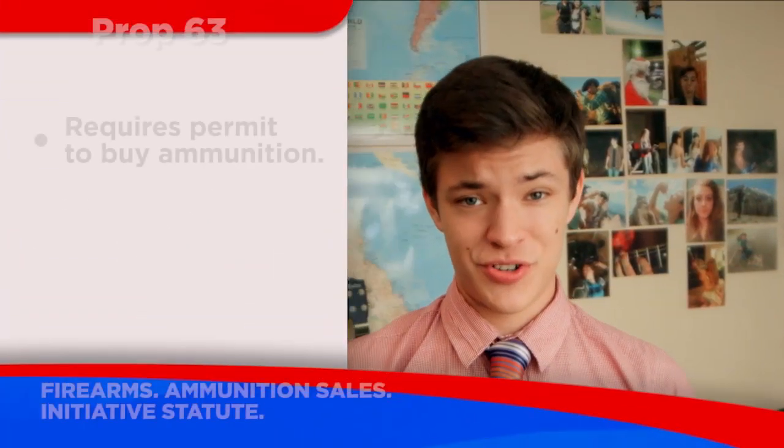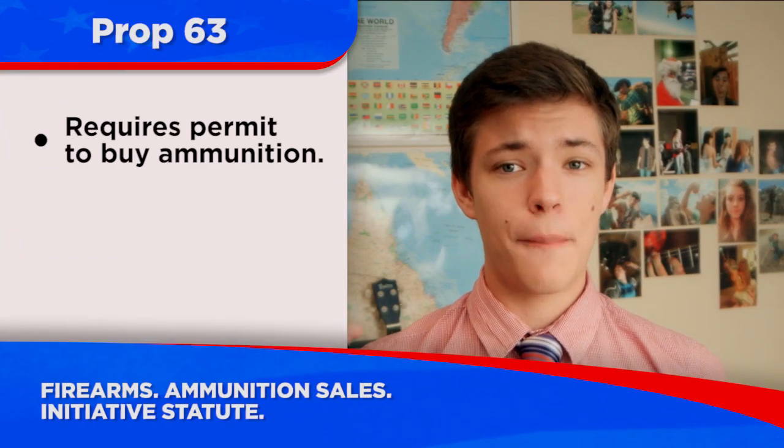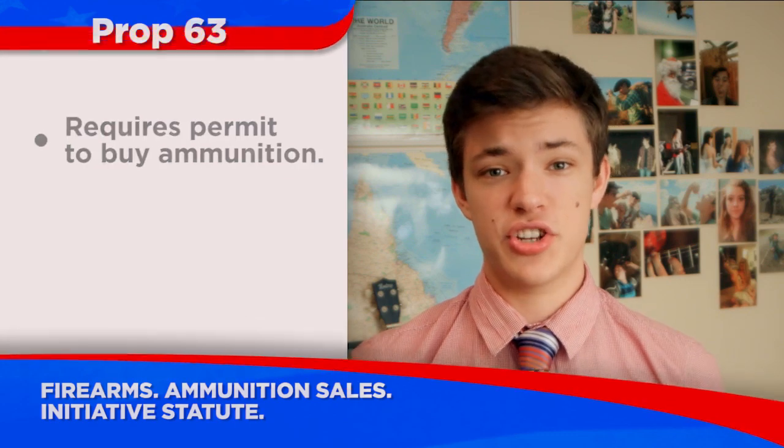Prop 63 does a bunch of things, but mainly it requires that you have to have a permit in order to purchase gun ammunition in California. Supporters say that this would help get guns out of the hands of criminals, and also still allow law-abiding citizens to own guns for self-defense and hunting. Opponents say that this is just a burden to gun owners and it's not actually going to stop criminals from obtaining weapons.